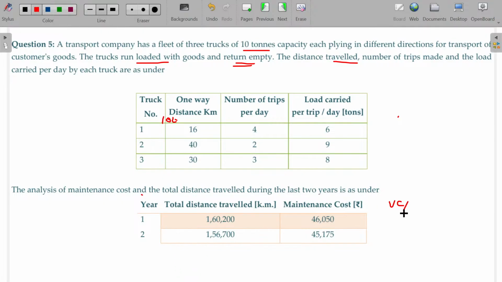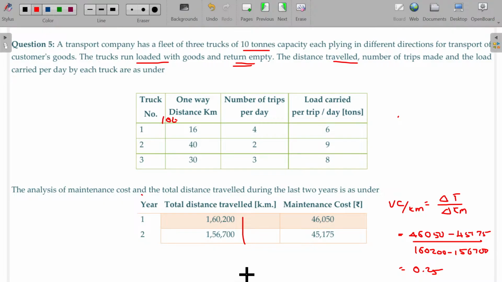Variable cost per kilometer being difference in cost divided by difference in kilometers driven. 46,050 minus 45,175, that's the difference in cost. Difference in kilometers being 1,60,200 minus 1,56,700. Is that okay? Now find out the cost per kilometer. 0.25.